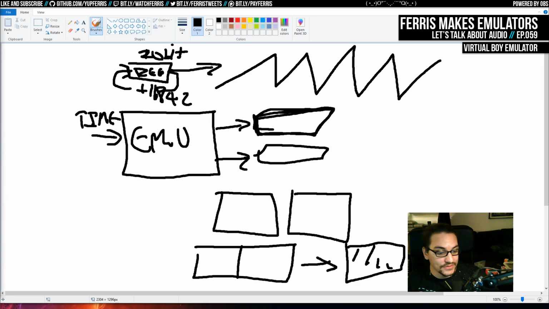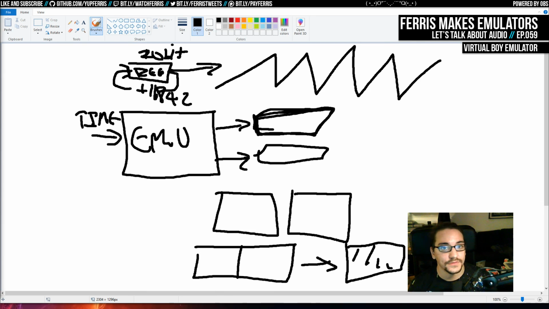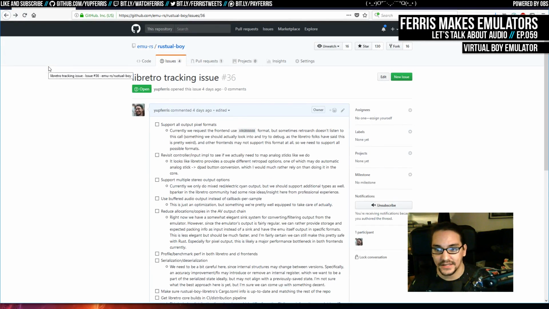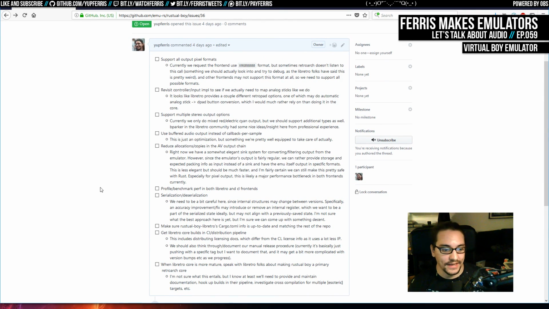In terms of what's next for Rustro Boy, I still want to work on the libretro front end. It looks fairly stable, but there was that bug we found in RetroArch. I did write a whole ticket last weekend of stuff to do on libretro, so I'm still going to work on that. There are still the timer bugs that I want to look into.